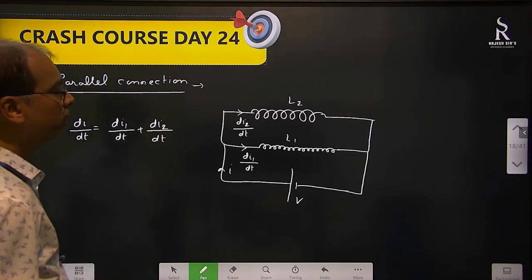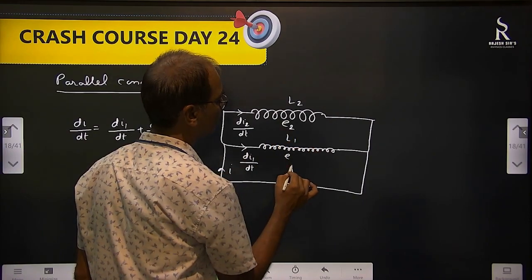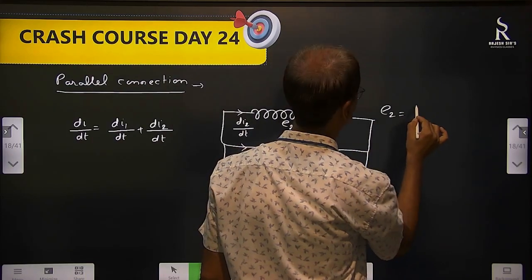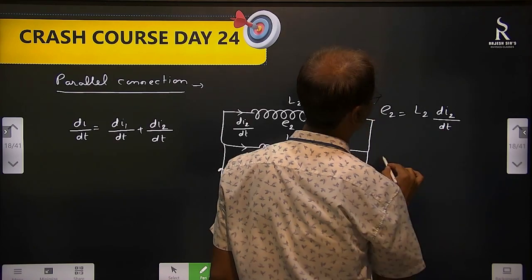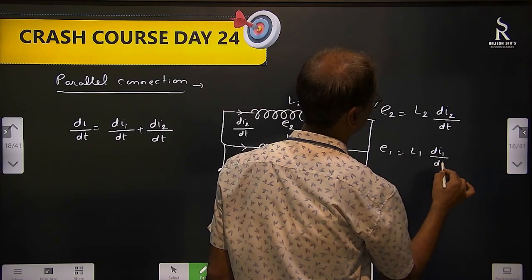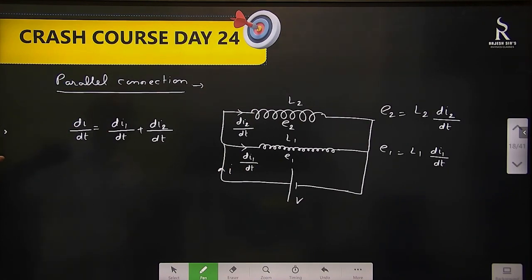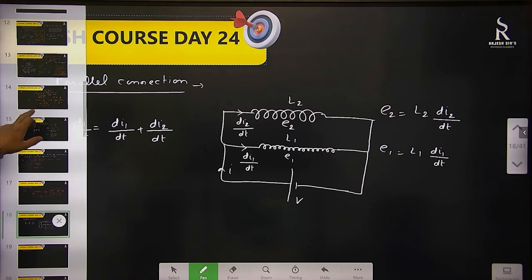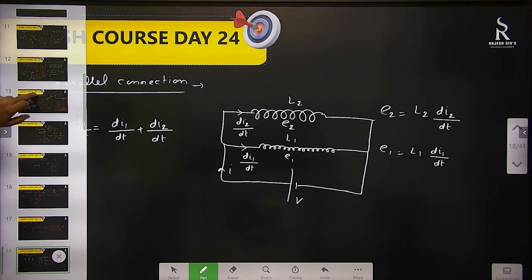Now what will happen when this current will go across this? There will be EMF induced, that will be E2, and here will be E1. E2 actually is L2 di2 by dt, and this is E1, L1 di1 by dt. How this came? We didn't talk about EMF in self-inductance, did we? I think no, we didn't talk. Only we talked about flux. Yes, so far we talked about flux. We'll discuss it.